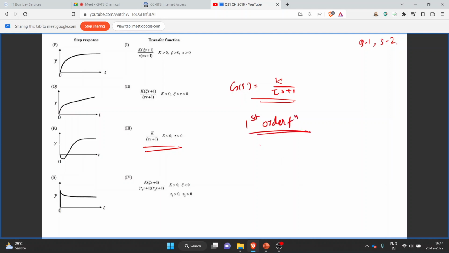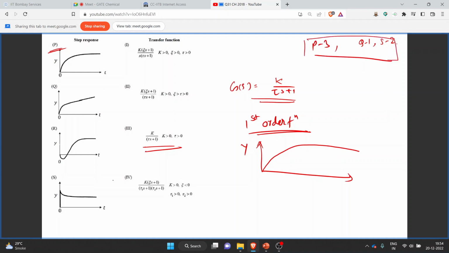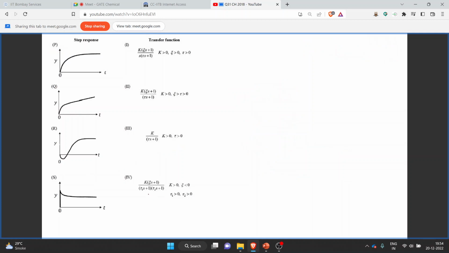So for the first order transfer function, the response is given by such a kind of plot, and this plot matches this option P. So we can write this as, corresponding to P, we are having third option. Now let's just analyze this fourth option also. We don't need it for the final answer, but let's just understand it.